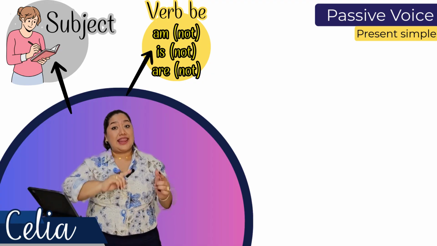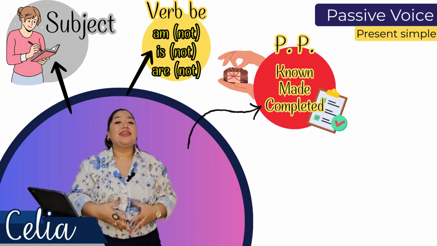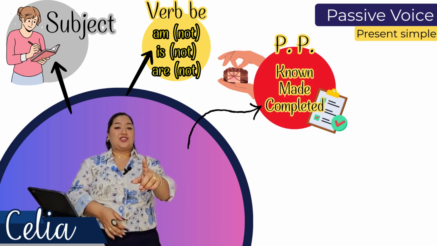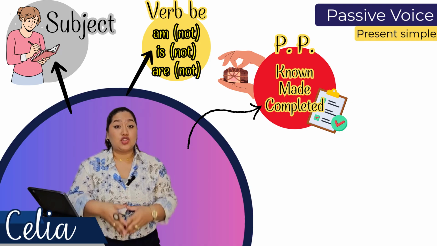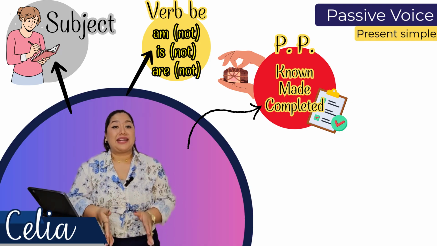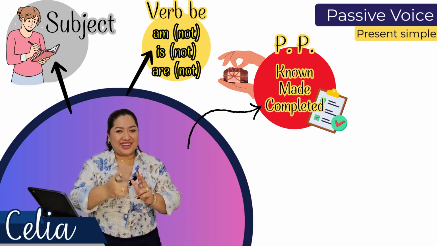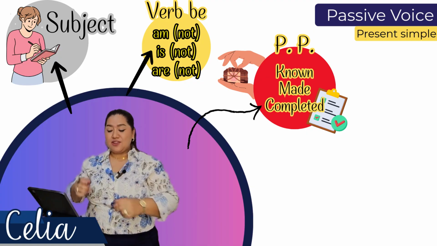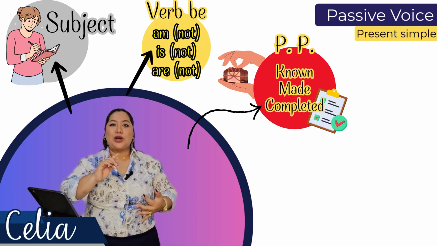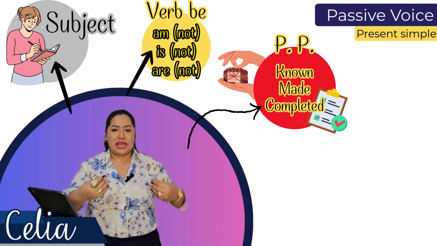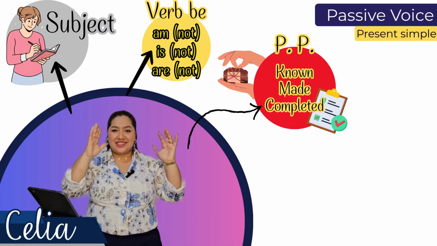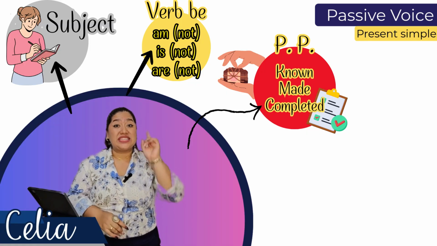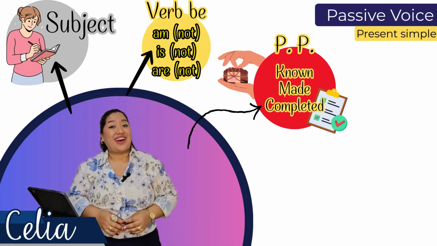Subject, verb be, and then we need the action, but the main action. And this main action should use the past participle. Yes, the third column. For example, we have known, made, completed, played, created, written. You decide an action, but always in PP, in past participle.